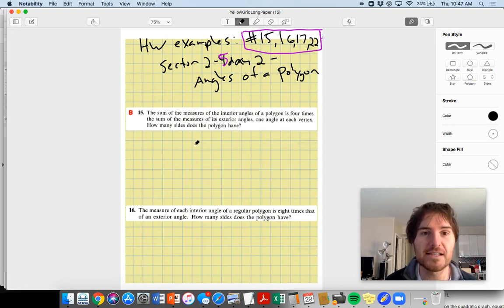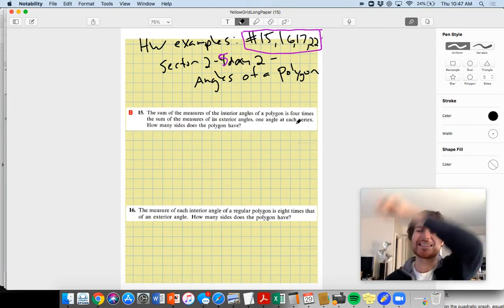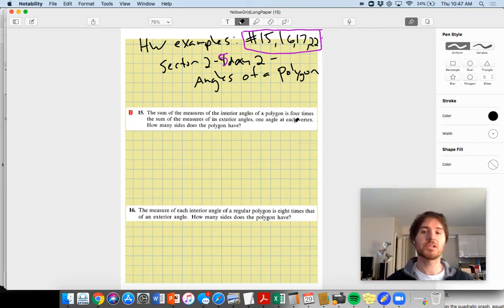All right, number 15 says the sum of the measures of the interior angles of a polygon is 4 times the sum of the measures of its exterior angles, 1 angle at each vertex. There we go, 1 angle at each vertex. So we know the number of sides, we're going to have the same amount of sides as we have angles, right? Interior angles of the shape. And it says 1 angle at each vertex. That means 1 set, right? 1 set means 1 angle at each vertex going in 1 direction. Anyways, how many sides does the polygon have?